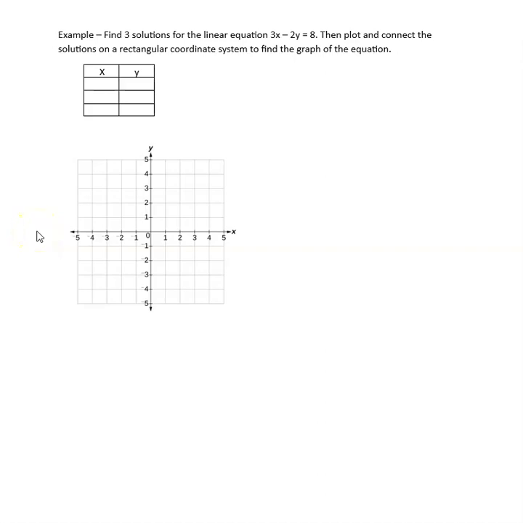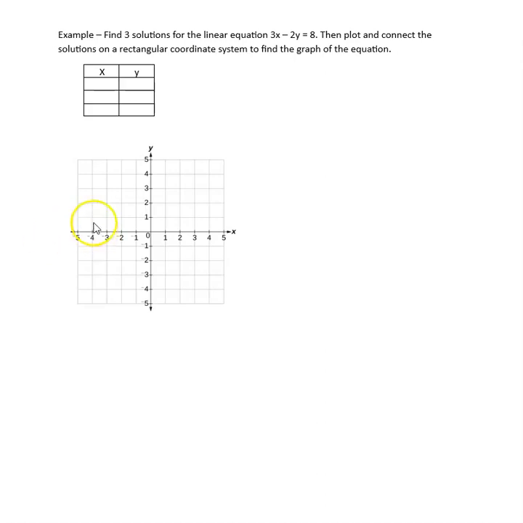In our previous video, we looked at finding the solutions to a linear equation. In this video, we're going to look at finding three solutions and then also how to plot those so that we can use them to graph the linear equation.